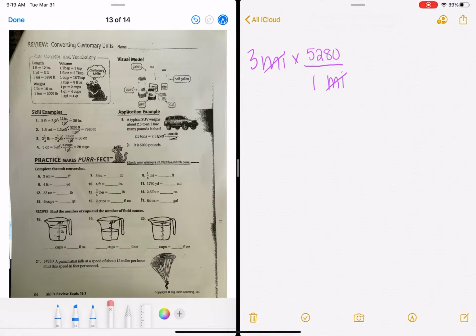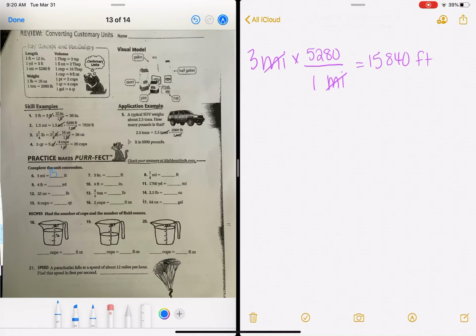And we see these as fractions, so we're just going to multiply straight across. So 3 times 5280 is 15,840 feet. So the answer for number 6 is 15840. Number 7, we have 3 inches, and we want to change that to feet.